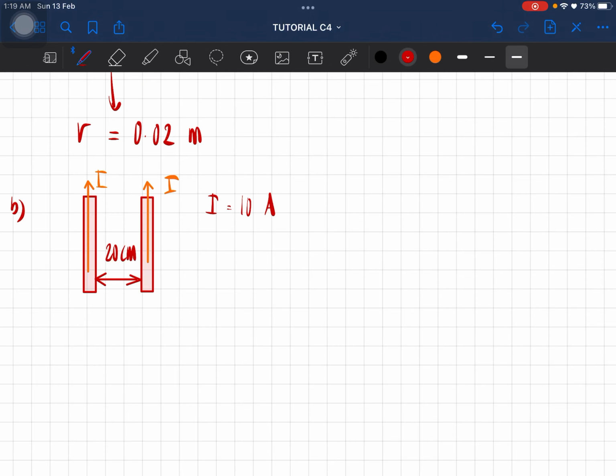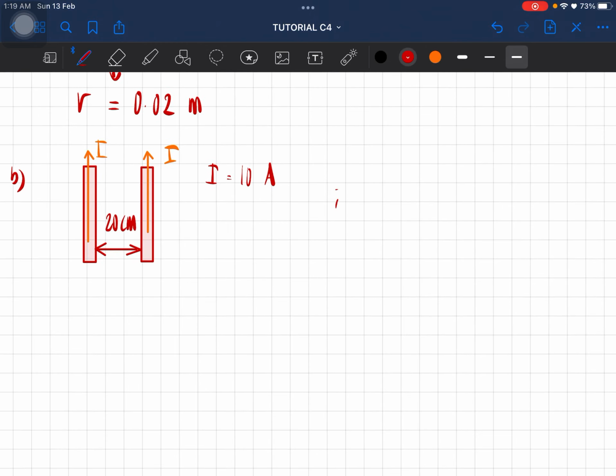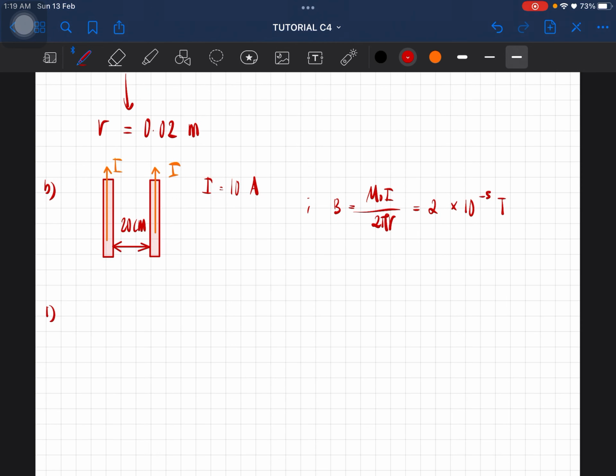Okay, so remember we have to use the equation of magnetic flux again for a wire, this equation. So calculate that, you should get 2 times 10 negative 5 Tesla. Right, so if both wires produce the same magnetic field, remember for currents pointing in the same direction, their magnetic flux would be pointing up and down. Okay, so they are in different directions.